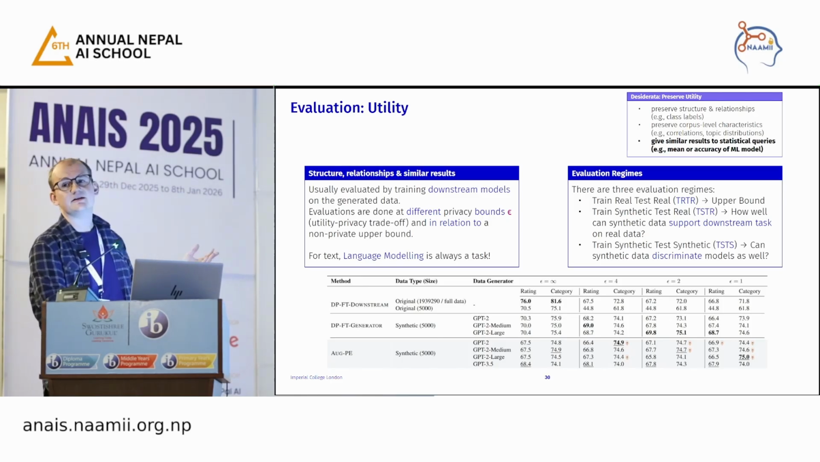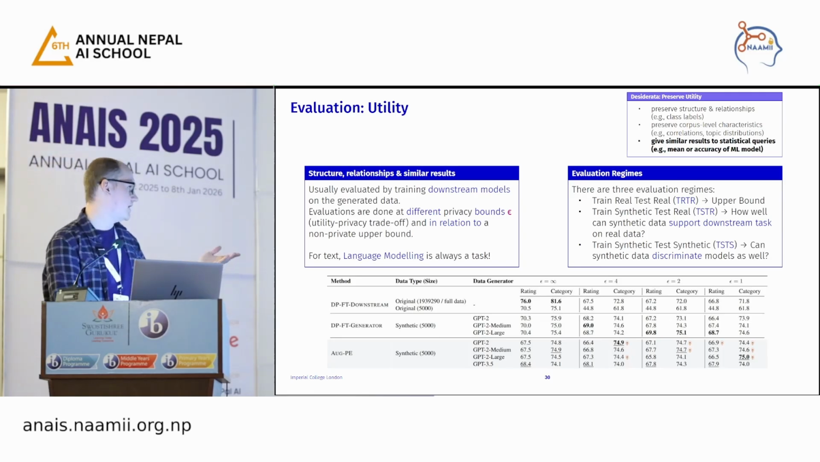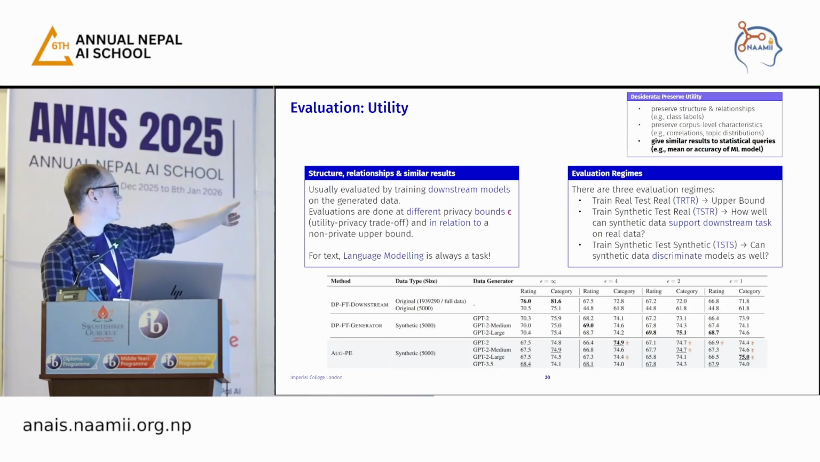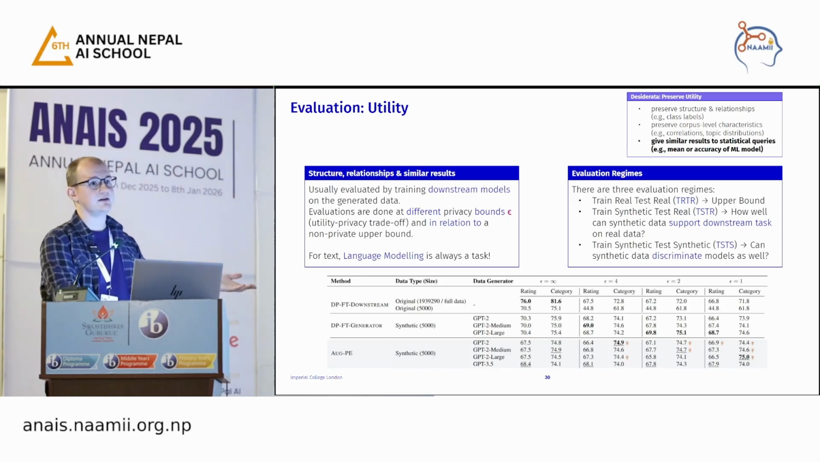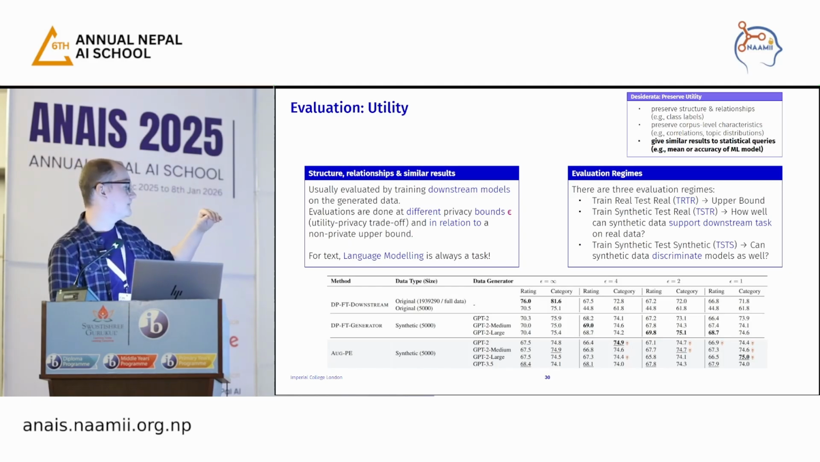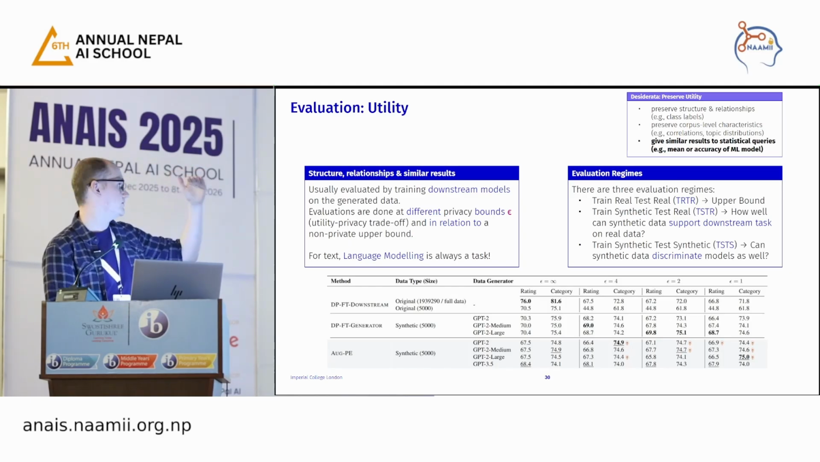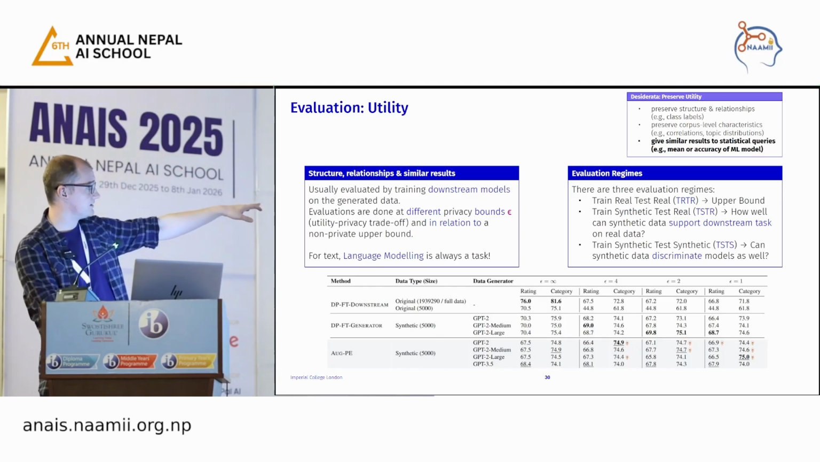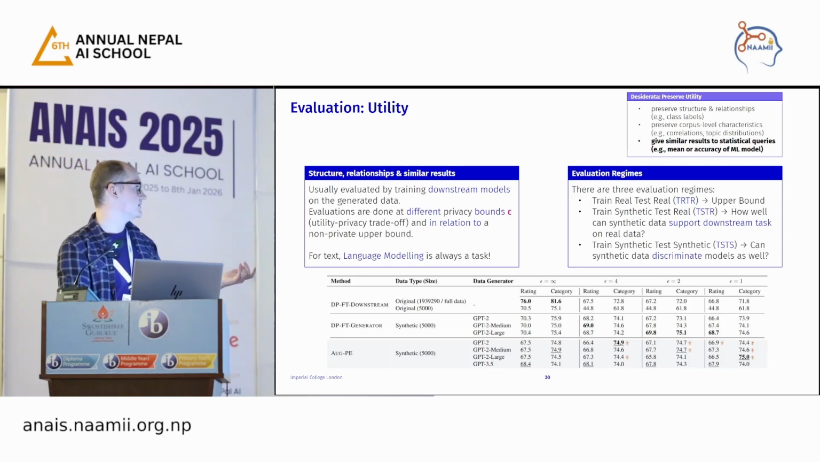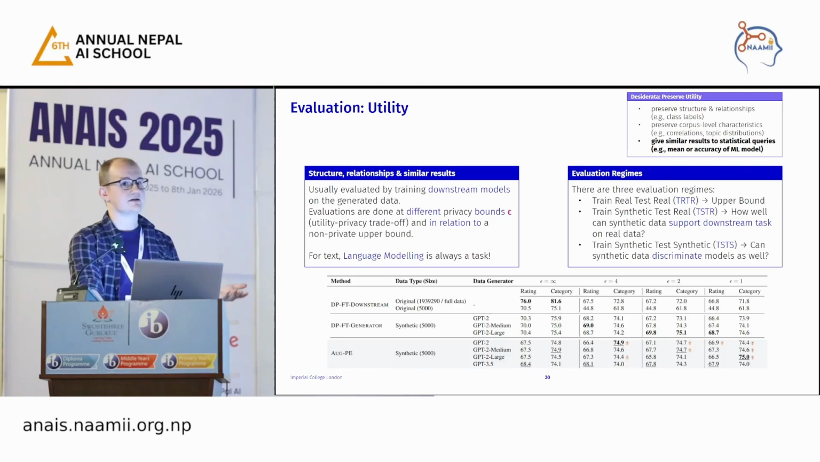And if you're generating data that doesn't have any downstream task per se, for text, of course, we always have language modeling as a downstream task, the next token prediction. There are three ways of evaluating synthetic data with this kind of downstream model training. One is you train on real data and test on real data. This gives you the upper bound of how good you can get with all the other approaches, right? Then you have train on synthetic data and test on real data. This tells you how well synthetic data can actually support downstream task analysis on real data.